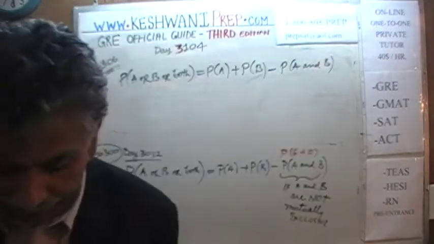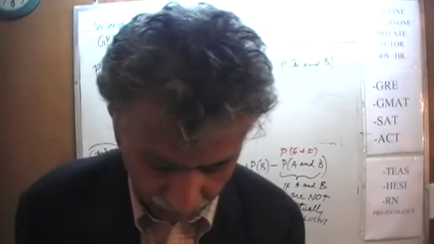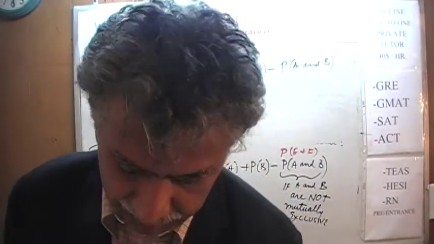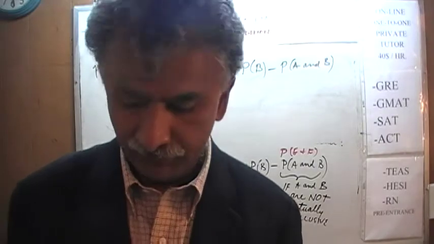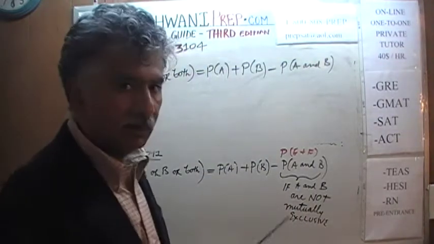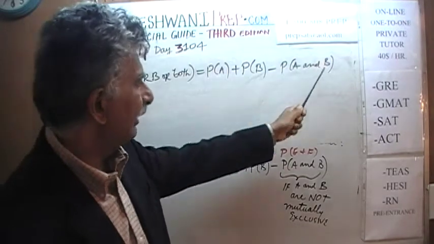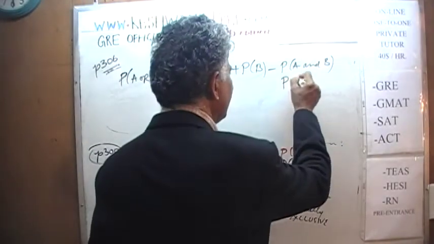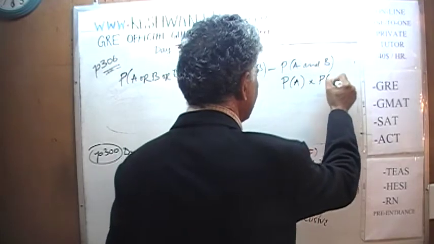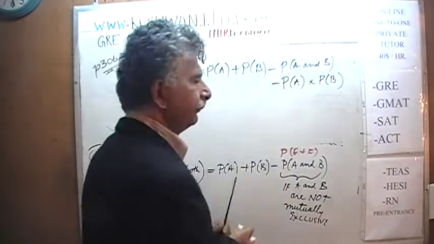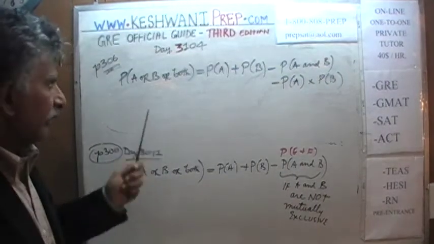But this comes from the fact that, if you recall, if you look at the problem, it tells you in the beginning that these two people work independently. And if the two events are independent, then the probability that both A and B happen at the same time is equal to the probability of A times the probability of B. Do you understand? And now we can do our work.